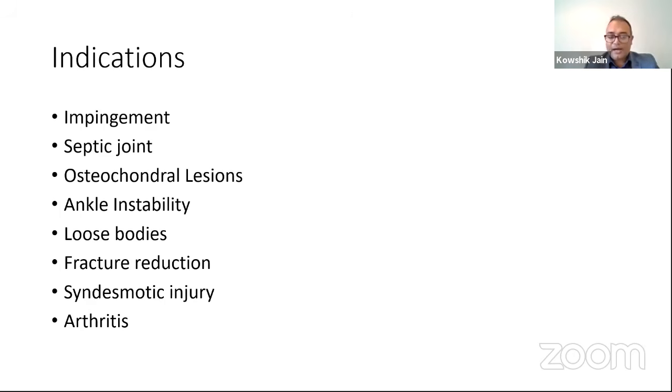And again, arthritis. In this, you could use ankle arthroscopy to fish out loose bodies, to remove osteophytes, and most importantly, to perform arthroscopic ankle fusion. It's a fantastic procedure, great results, and particularly if the deformity is not too big, it can be done very well with very satisfying results.